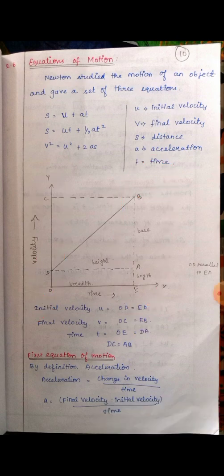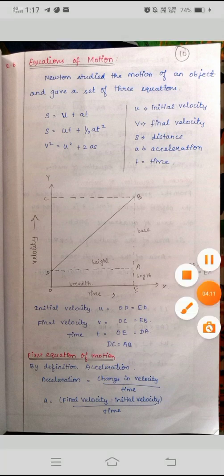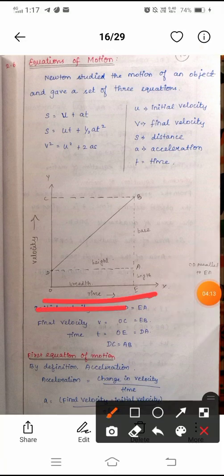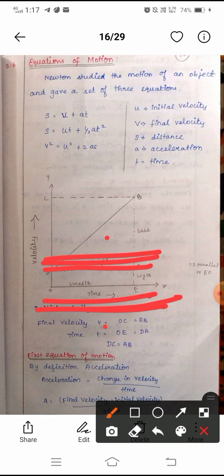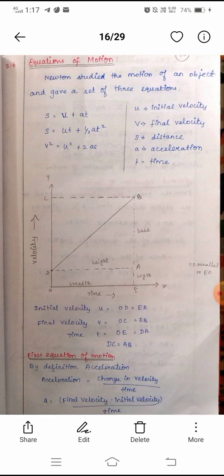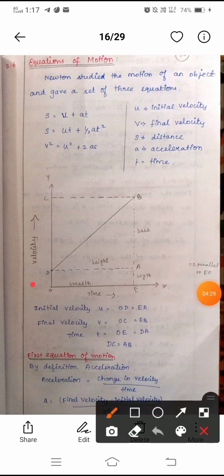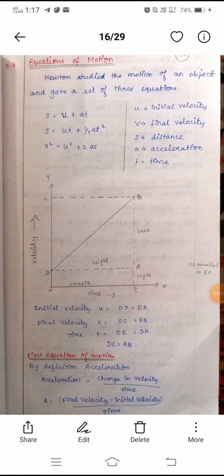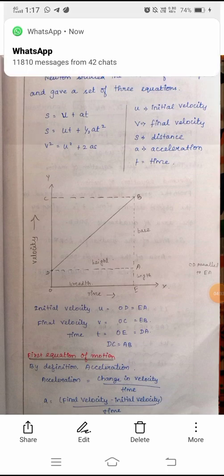Next is time t. Time t is equal to OE. Here we are considering OE as the time. OE is parallel to DA. So time t is equal to OE, which is equal to DA. Next, DC is equal to AB. Are you clear?